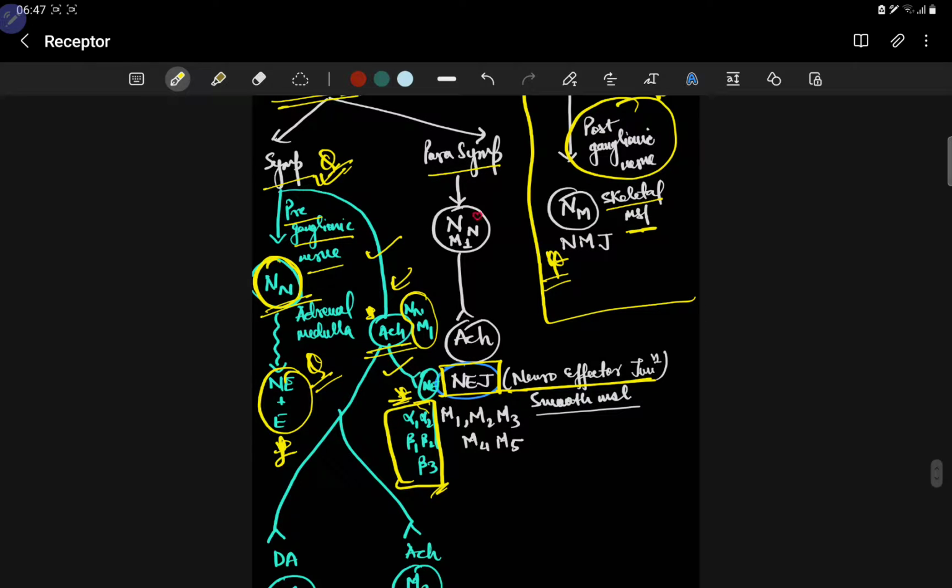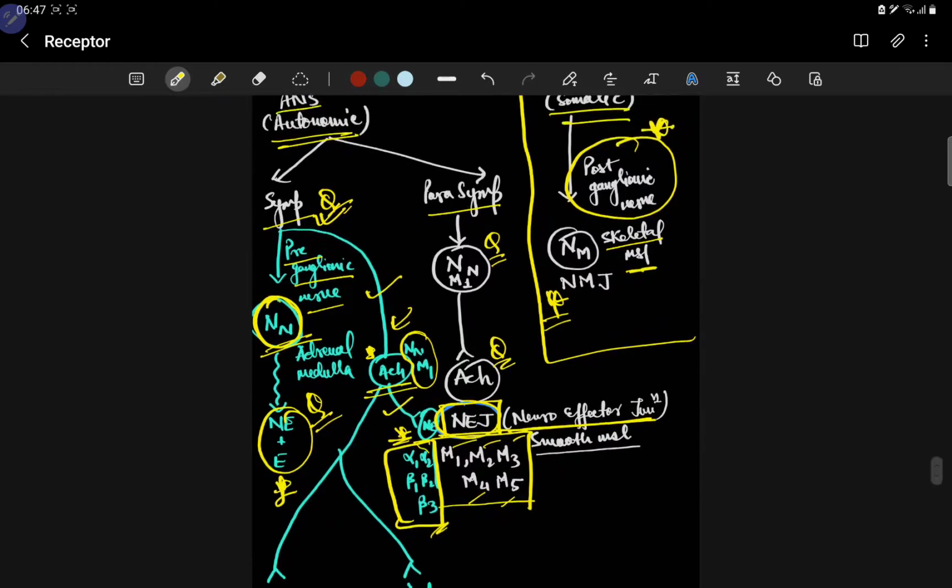Similarly, in the parasympathetic, it acts on the NN receptor and M1 receptor, and the pre is acetylcholine, the postganglionic nerve, and the effector receptor is M1, M2, M3, M4 and M5, which act for the parasympathetic. मतलब अगर देखा जाएगा तो सिंपैथेटिक के लिए अल्फ़ा 1, अल्फ़ा 2, बीटा 1, बीटा 2, बीटा 3, और पैरासिम्पैथेटिक के लिए M1, M2, M3, M4, M5. दोनों के रिसेप्टर्स कहाँ पाए जाते हैं? न्यूरो इफेक्टर जंक्शंस में ऑन द स्मूथ मसल्स.